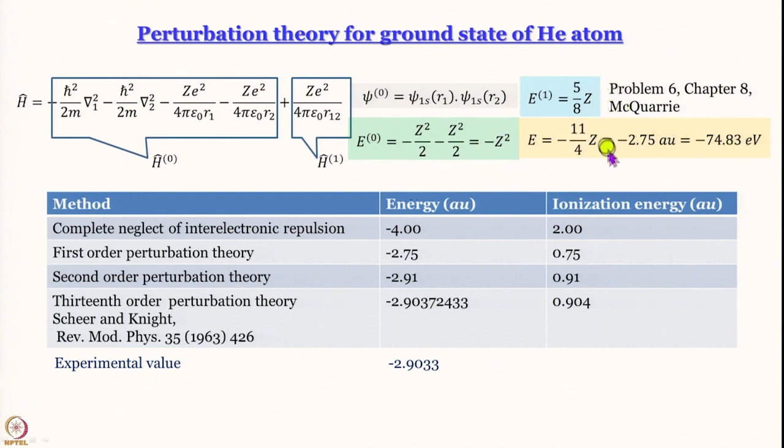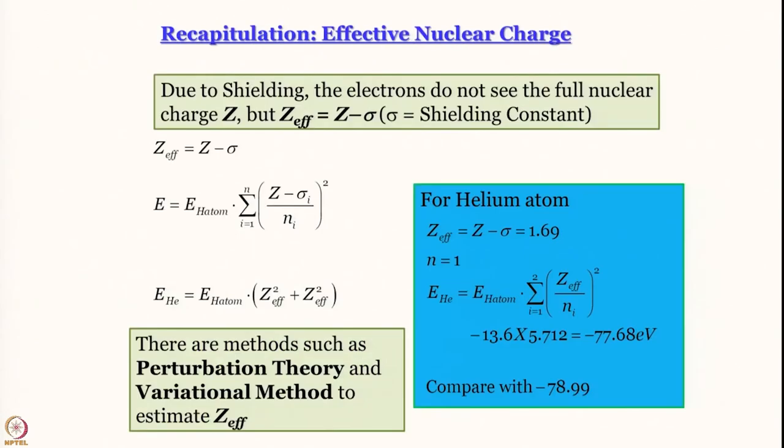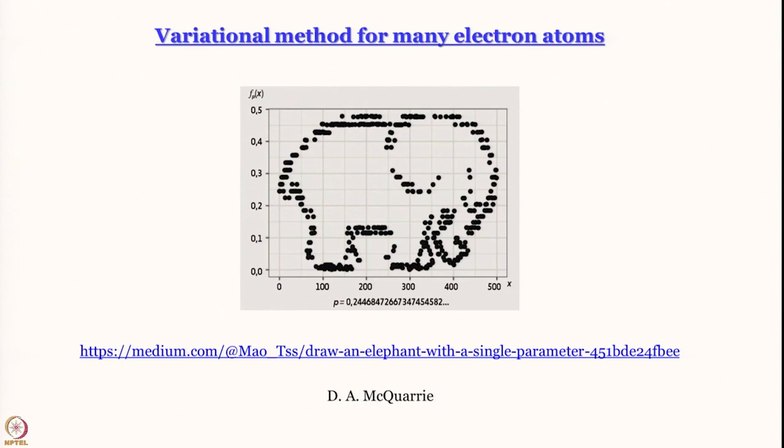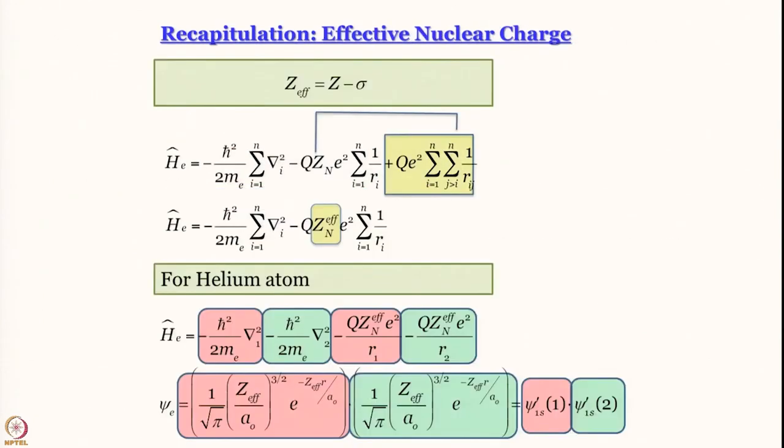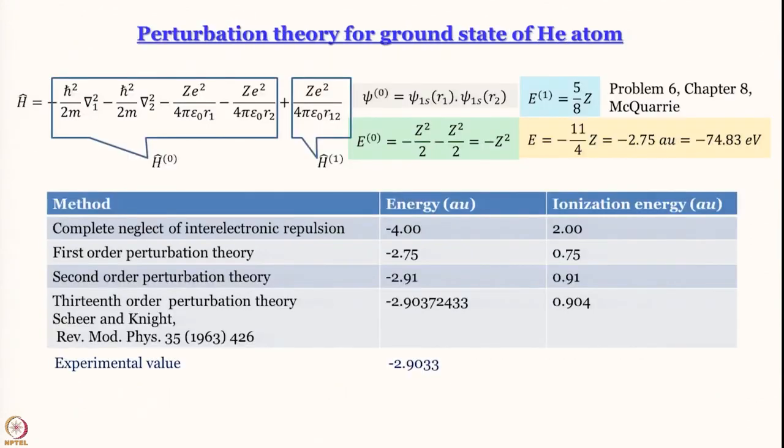that is equal to minus z square in Hartree. And we said that if you just go through problem 6 of chapter 8 of McQuarrie's book on quantum chemistry, you will get to learn that the first order correction to energy is 5/8 of z in Hartree. So, energy in Hartree is minus 2.75, which translates to minus 74.83 electron volt. Remember what was the value experimentally, minus 78.99, isn't it? 78.99. So, that is where it is, we are not really there yet. And then we said that this is only first order correction, you can work on second order correction, higher order correction, and 13th order correction more or less gets close to the value.